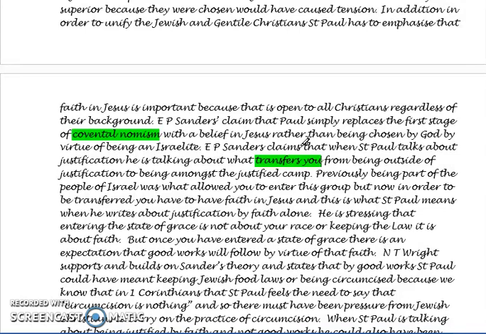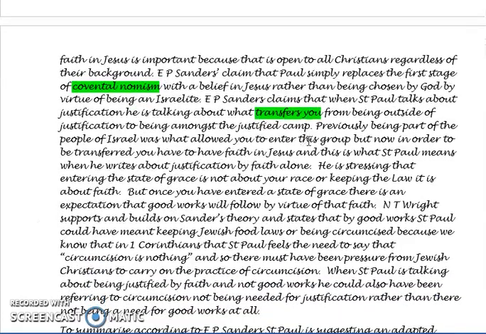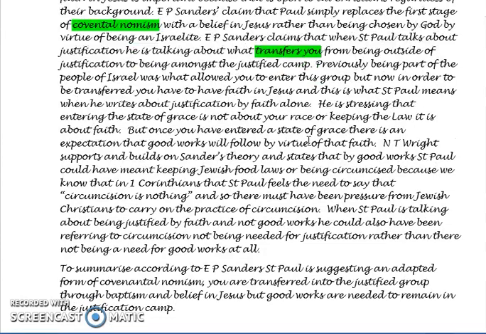Previously, being an Israelite entered you into justification, but that's not the case anymore because St. Paul is coming to witness to the Gentiles. And so what puts you inside the justification camp is your faith in Jesus and then being baptized. But then, once you have entered that state of grace, there is an expectation that you will do good works as a result of your faith.